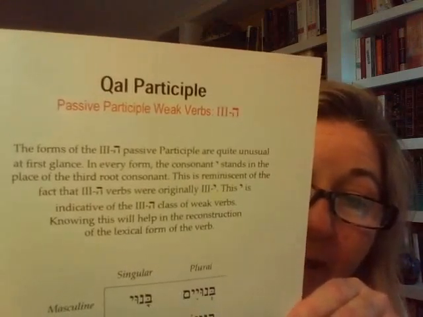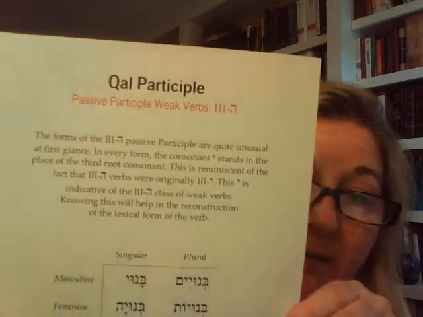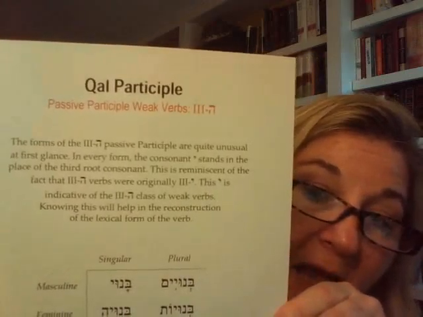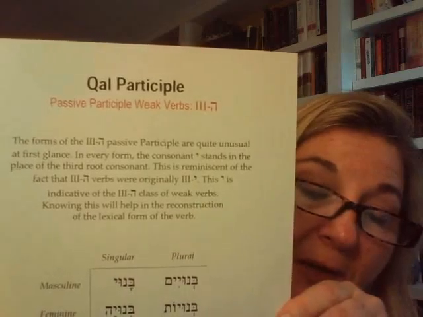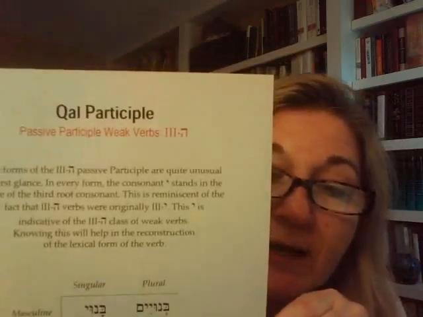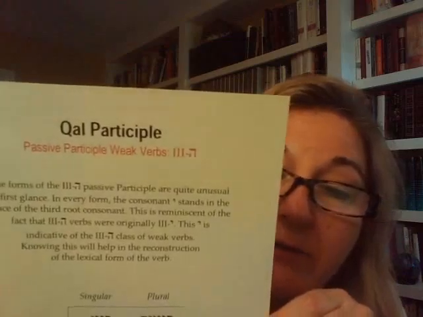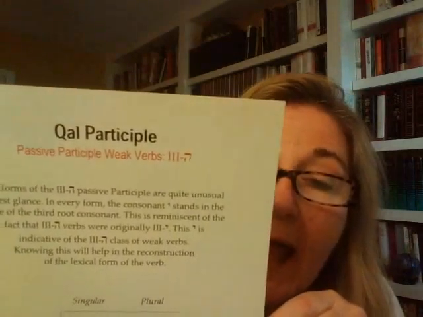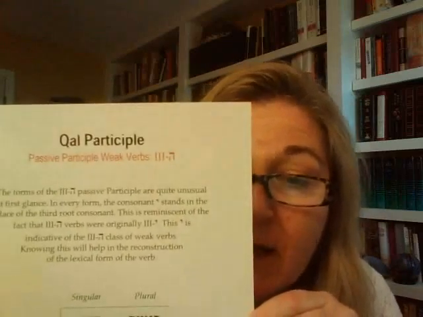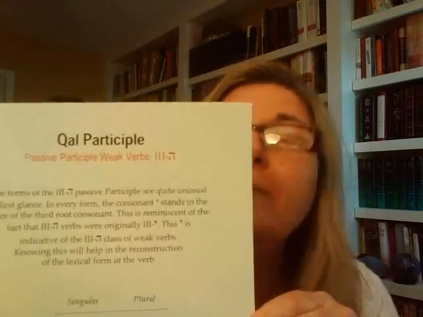In every form, the consonant yod stands in the place of the third root consonant. This is reminiscent of the fact that lamed-hey verbs were originally lamed-yod verbs. This yod is indicative of the lamed-hey class of weak verbs. Knowing this is going to help you in the reconstruction of the lexical form of the verb. So if you come across and you see that yod there in a qal participle, and it's a lamed-hey weak verb, but the hey is missing, and you see the yod there, then you reconstruct it, remove the yod and add the hey.